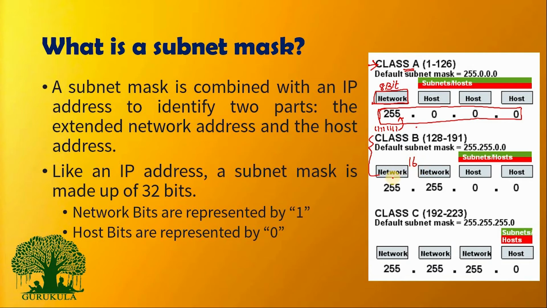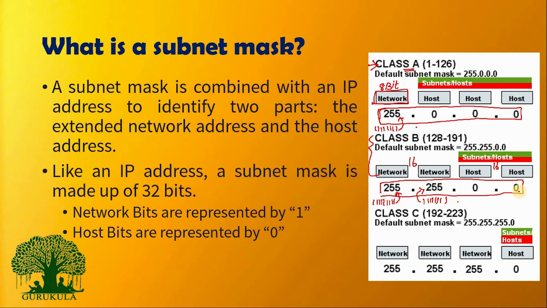Similarly, when you take class B IP addresses, you very well know that there are 16 bits allocated for representing the network and 16 bits allocated to represent the host. So the default subnet mask would be 255.255.0.0, which means 8 bits of 1 and another 8 bits of 1. Converting this, you get 255, and converting this, you get 255.